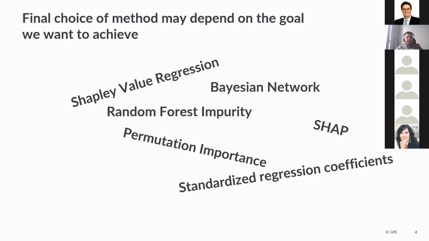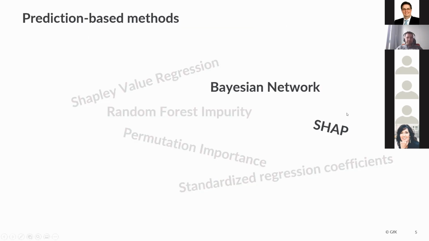We can look at the available methods from different perspectives. Some approaches are directly related to the target function. They are prediction-based, like Bayesian Network and shap. In the backend, we have a prediction function. We would like to see what happens with it if we change the predictor a bit.